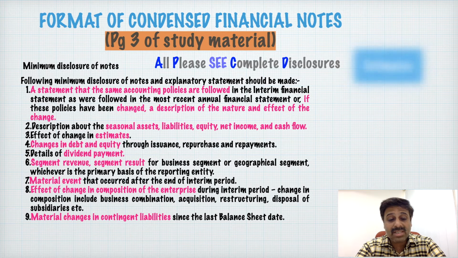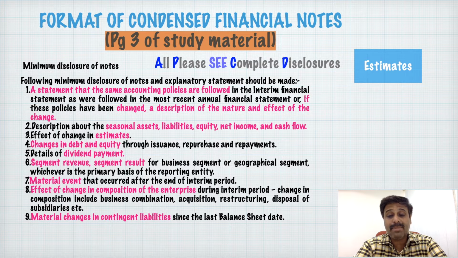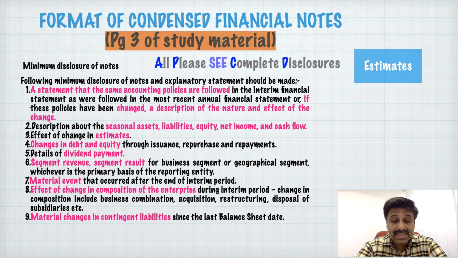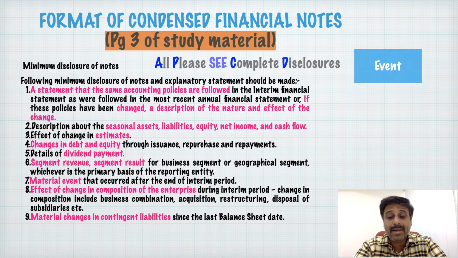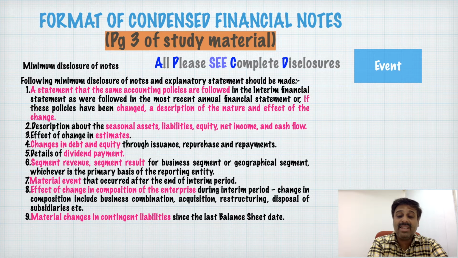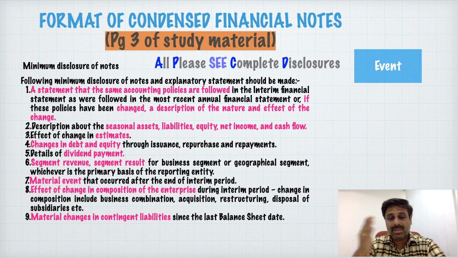In the same way, E also stands for 2 points. Point number 3, estimates. If there is any change in estimate like bad debt reserve, gratuity, pension, that is to be disclosed. And again, E stands for the 7th point, material event. Any important event taking place between the finalization of accounts and the reporting date must be disclosed.